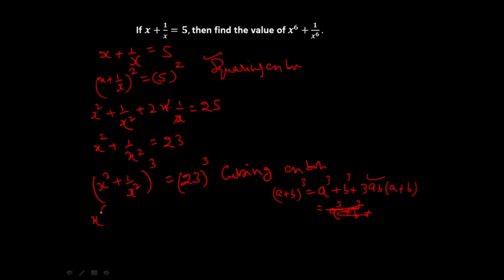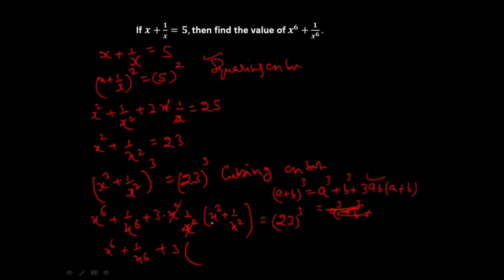What is the cube of this value? 1 over x power 6 plus 3 times a b, and a plus b here is equal to 23 whole cube. I'll solve it later. Now this got cancelled. This value is x power 6 plus 1 over x power 6 plus 3 times, what is this value here? This value is 23. So 23 whole cube.